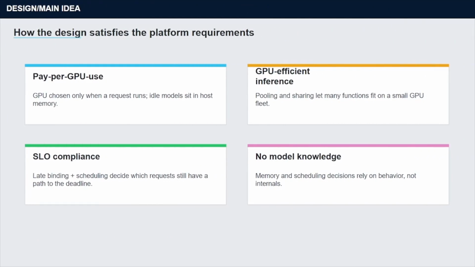How the design satisfies the platform requirements. First, the paper: GPUs, GPU chosen only when a request runs, and when it idles, the idle models sit in host memory. The GPU efficient inference, pooling, and sharing let many functions fit on a small GPU fleet, and the SLO compliance, late binding plus scheduling decide which requests still have a path to the deadline. And no model knowledge. Memory and scheduling decisions rely on behavior, not internals.